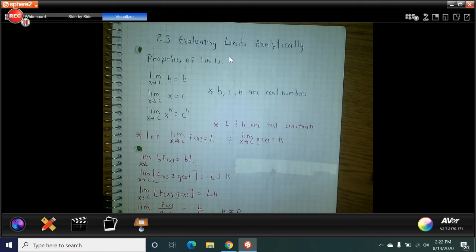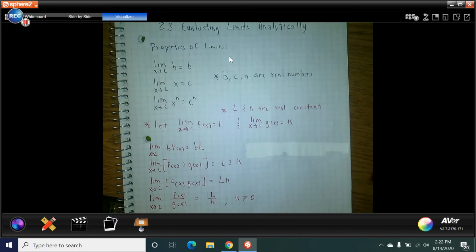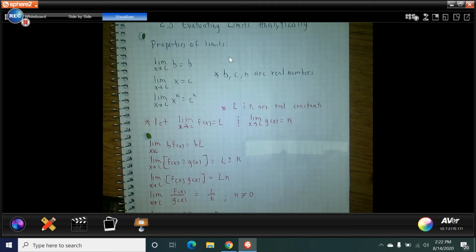So first and foremost, I am going to share with you a few properties of limits that you should know. I'm going to go ahead and project them here in the camera. If you're watching the video, I would just say pause the video, copy them down, and when you're ready just hit play and we'll talk about them. But here are some of the properties.